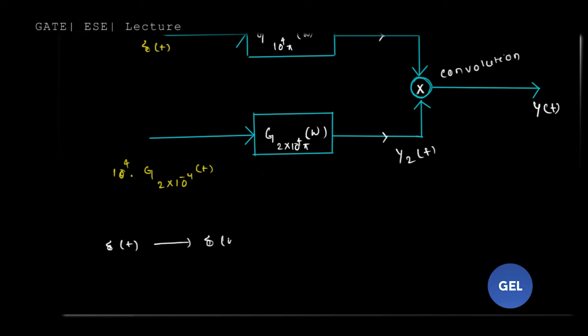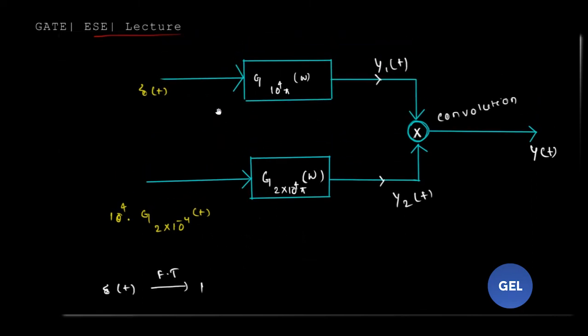Sir, del of omega, sir, I'm sorry, what is the Fourier transform? What is the value of this? That is, sir, 1. Absolutely correct. I'm sorry, del of omega is wrong. You can write it this way: the Fourier transform of del of t is nothing but 1. So I wrote it here, I'm really sorry.